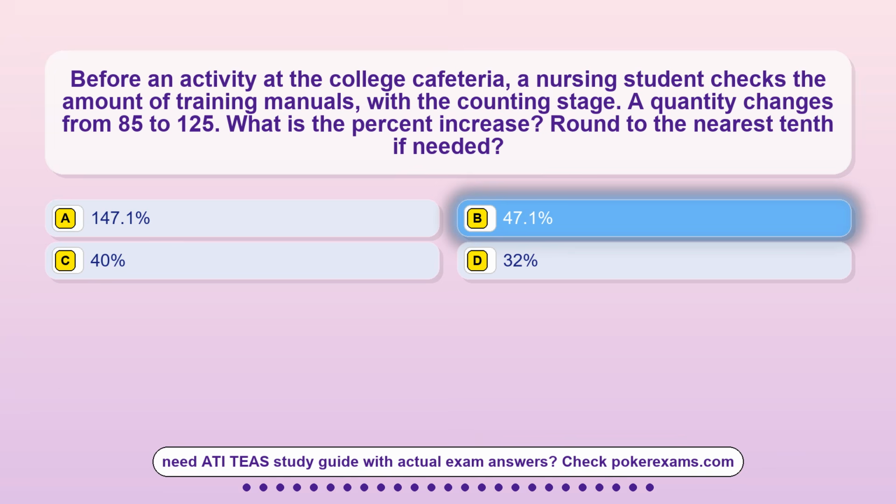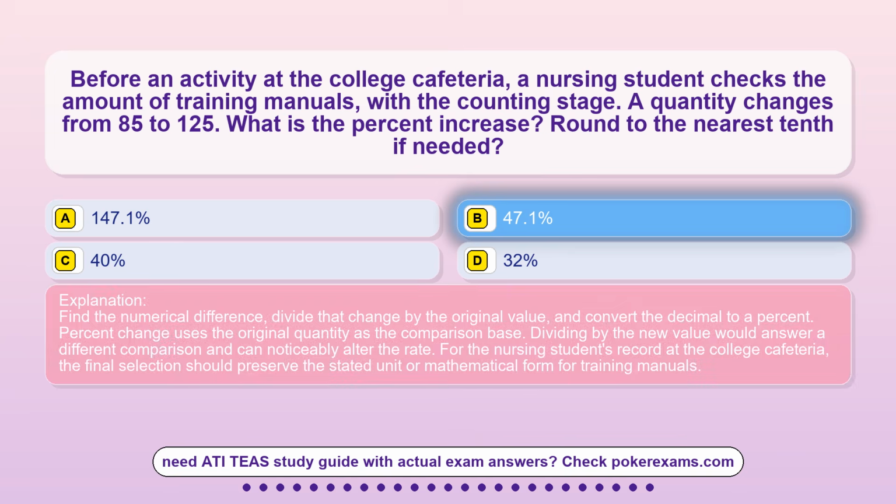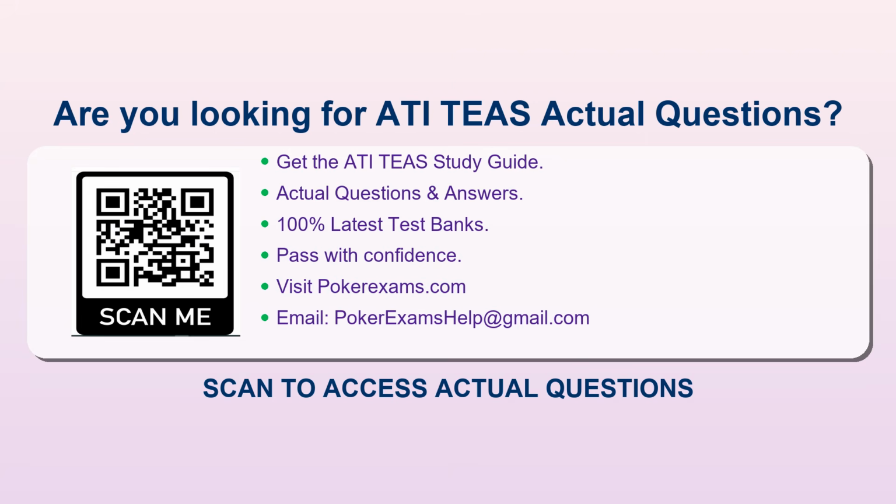47.1%. Find the numerical difference, divide that change by the original value, and convert the decimal to a percent. Percent change uses the original quantity as the comparison base. Dividing by the new value would answer a different comparison and can noticeably alter the rate. For the nursing student's record at the college cafeteria, the final selection should preserve the stated unit or mathematical form for training manuals.